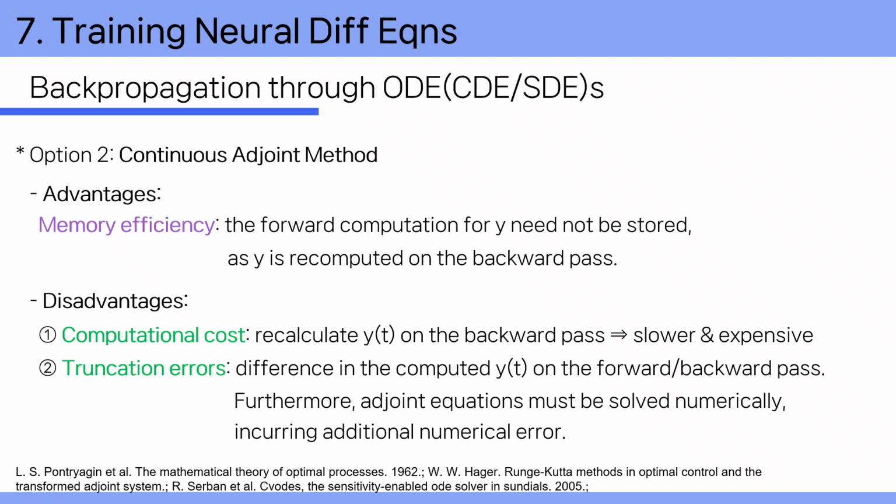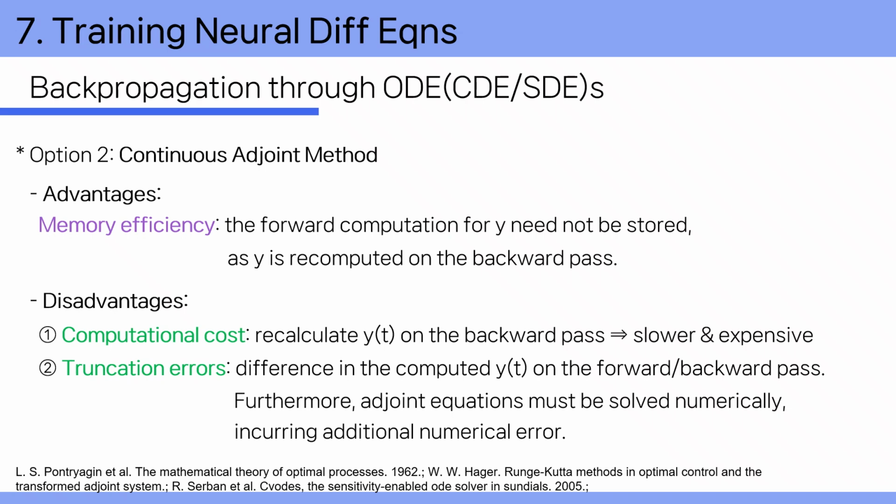The second option is called the adjoint method. Instead of storing everything from the forward path, this method works by setting up a new differential equation that runs backwards in time. We then solve this adjoint equation numerically to compute the gradients. The advantage is memory efficiency, since we don't need to store the entire forward computation.